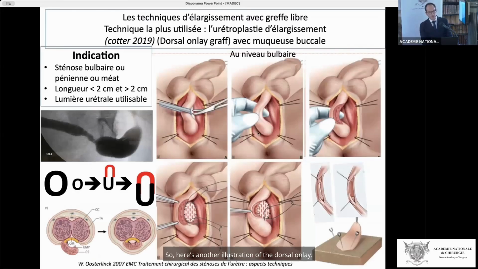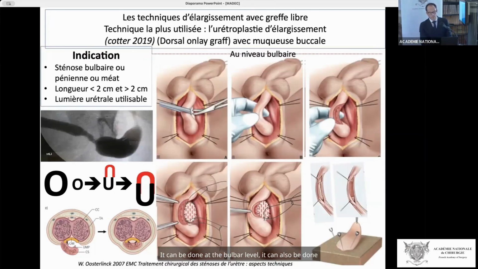So here's another illustration of the dorsal onlay. So we have this patient who has a stricture in the bulbar urethra with a urethral lumen that is still usable. So we dissect the urethra using a catheter, or potentially we can also do it under fibroscopic control. We locate the strictured area, we'll incise, and then we'll place the buccal mucosa patch here that we'll have harvested during the same procedure from the mouth, and then suture the urethra to complete its repair.